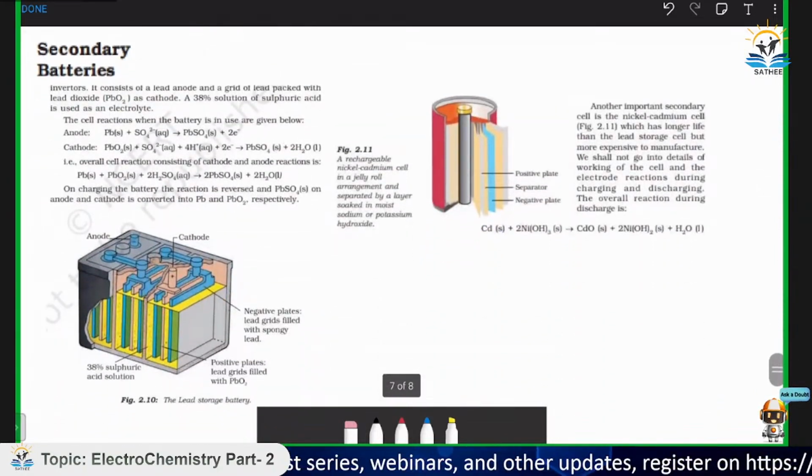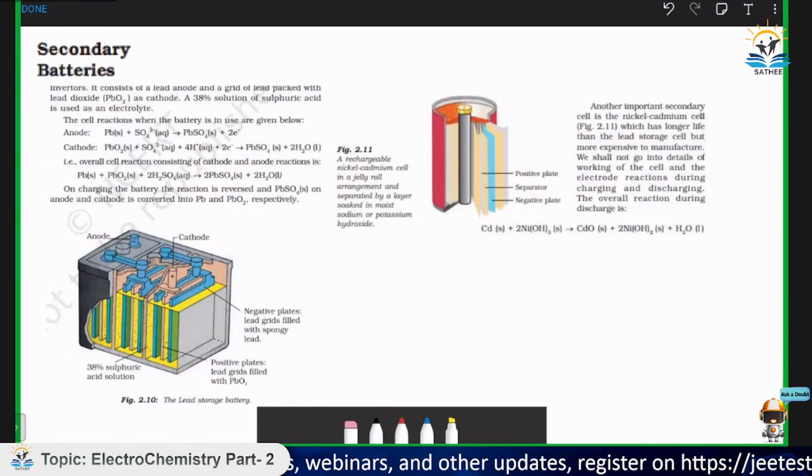Secondary batteries problems will come. Secondary batteries are two types discussed in NCERT: lead storage battery and your nickel cadmium cell. Lead storage battery runs essentially on sulfuric acid, and see that your lead is the anode and lead paste is the cathode. Let me explain from start.